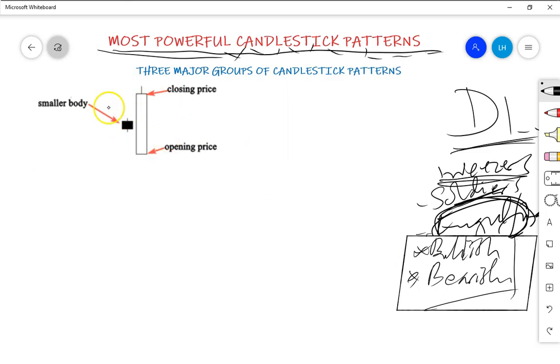So now we have the first category, a bullish engulfing. Here, this is a bullish candle, and the first one is a bearish candle. The bearish candle is smaller than the next candle, so this next candle has engulfed this small candle. The psychology behind this is that buyers are in control.